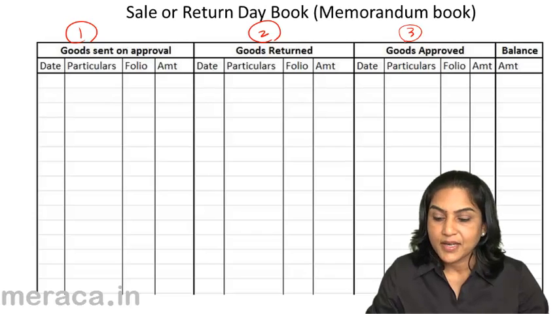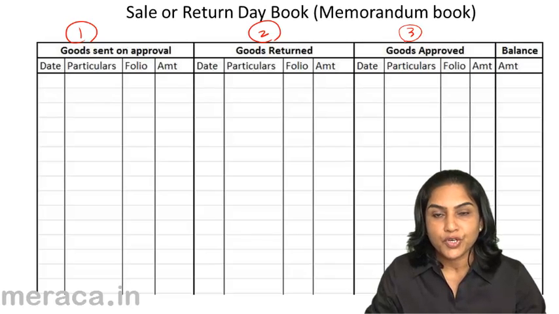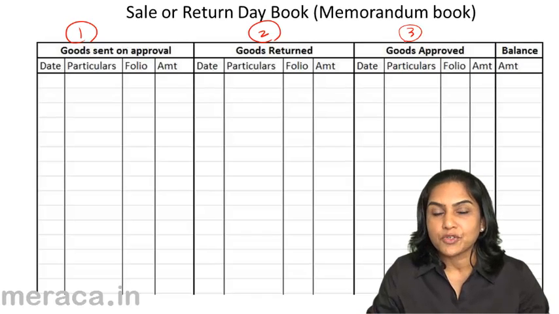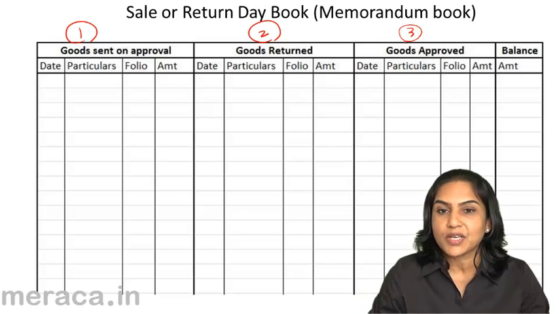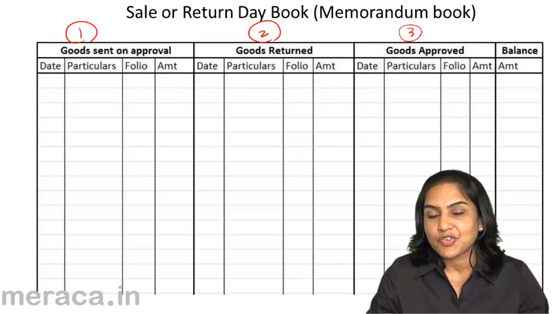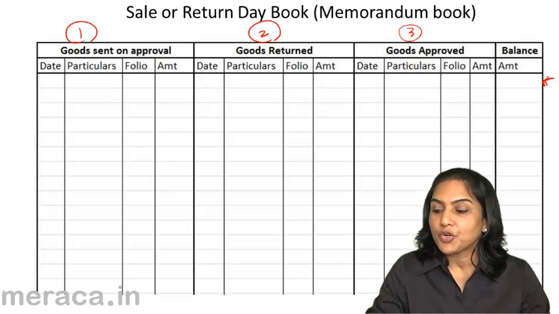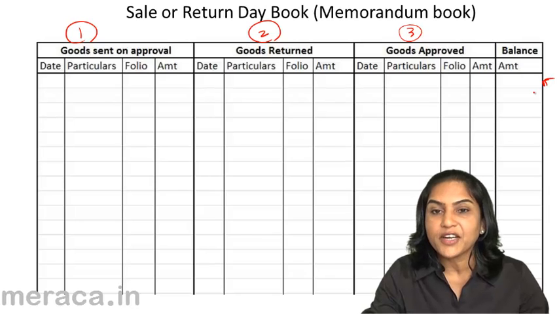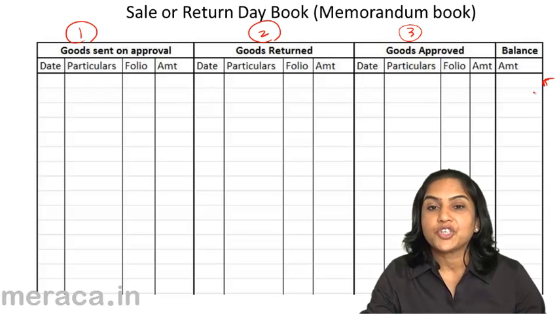And the balance is nothing but goods sent on approval less those returned less those approved would give us the balance, which indicates the stock of goods lying with the customer but at the selling price. This stock actually belongs to us since ownership has not yet been transferred. However, the balance depicted here would always be at the selling price and not the cost price. We need to bring the stock into our books on the date of closing at the cost price or sales price, whichever is lower.